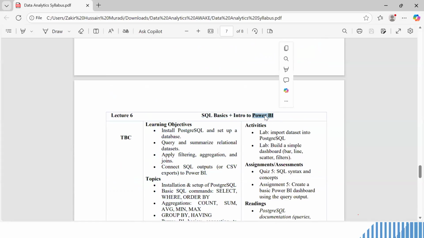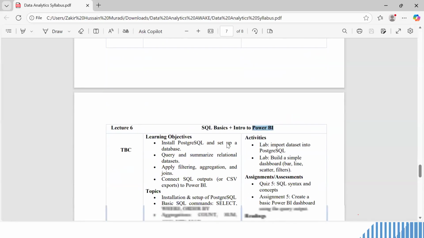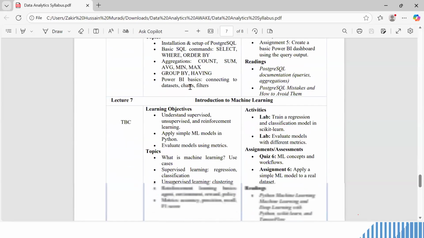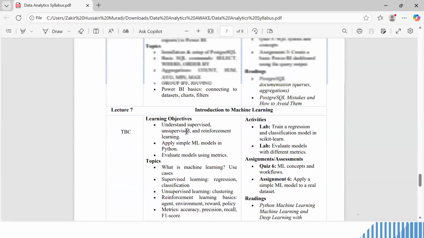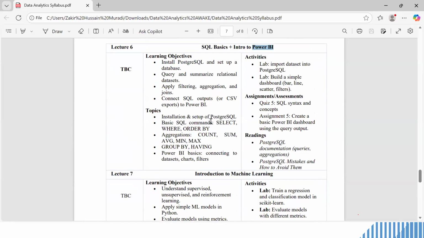But we removed Power BI because we are only focused on the SQL basics, since we are doing the same thing there, data visualization. So that's why Power BI was removed, but we are doing SQL like select, order by, all these things. We are just trying to see how it works in SQL.